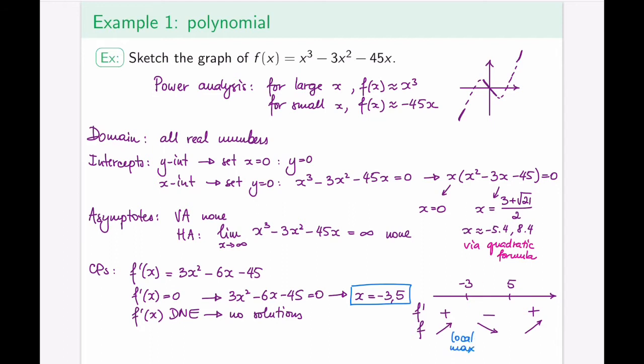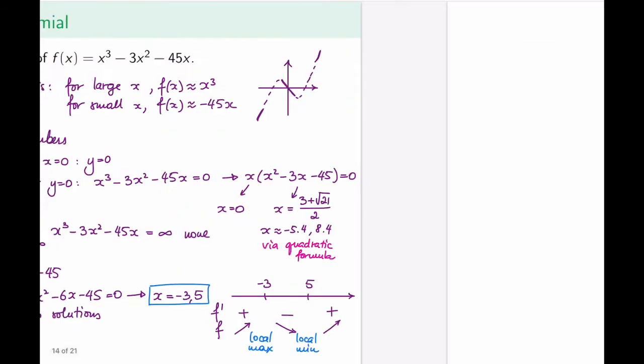And on the other end, if we're decreasing first and then increasing, we are creating a valley with the point at the bottom being the critical point, meaning that we have a local minimum. So the behavior of the first derivative analyzed, we move on to the second derivative.